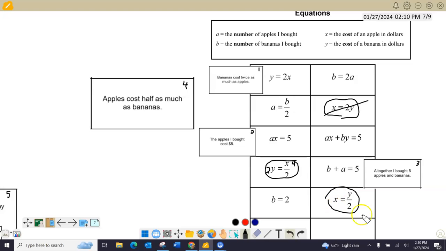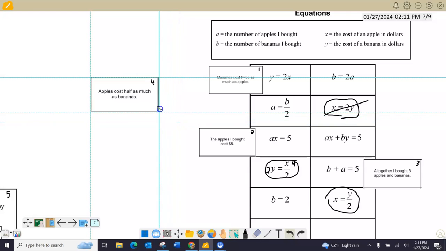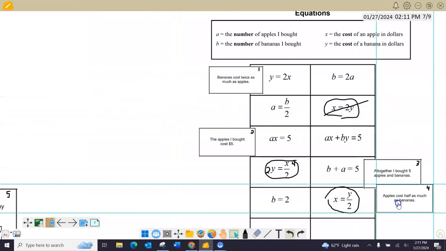Let's just double check this one right here. The cost of apples, X, is the same as you take the cost of bananas and divide it by 2, or take half of it. That does match up with what we're talking about here. Apples are half as much as bananas. We would divide the cost of bananas by 2, or multiply by 1/2.